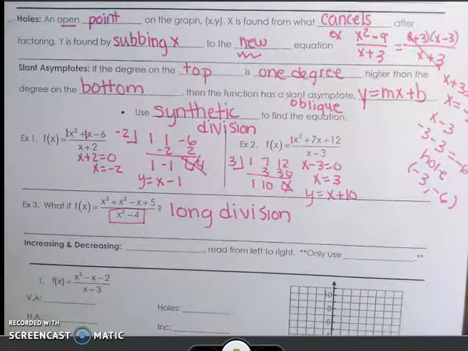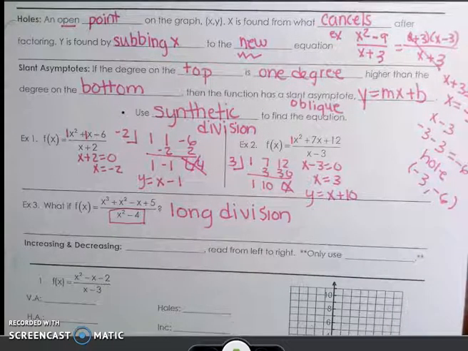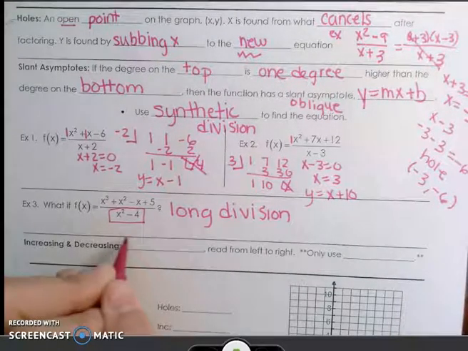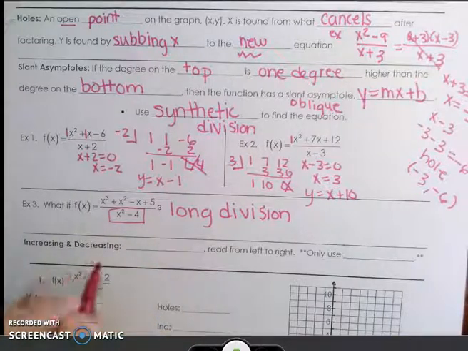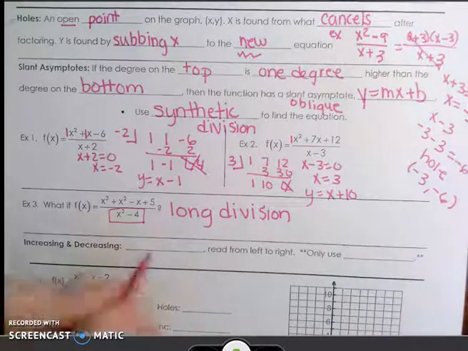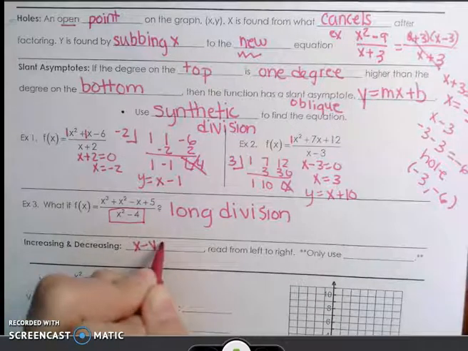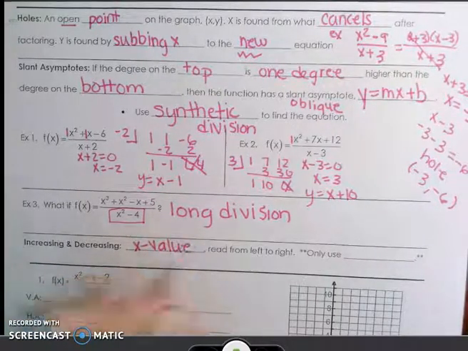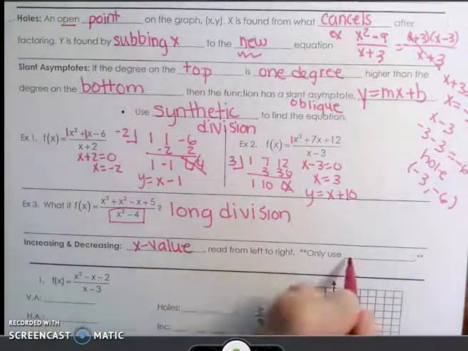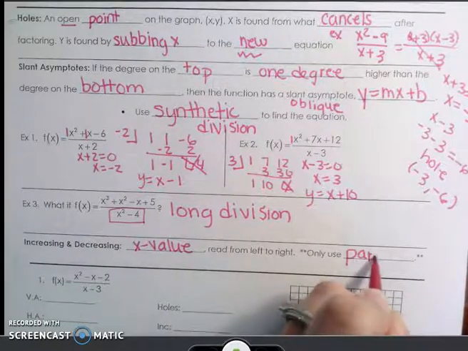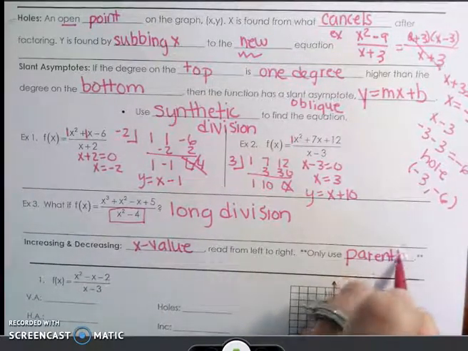All right, then increasing. You can tell when something's increasing and decreasing by always reading the graph from left to right. So you want to read the x values from left to right. And remember that you can only use parentheses whenever you're doing increasing and decreasing.